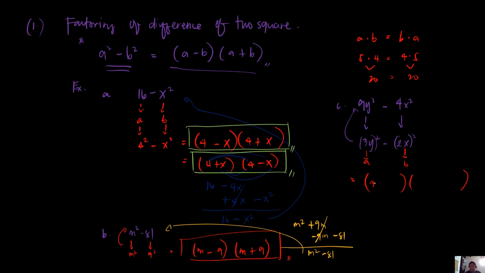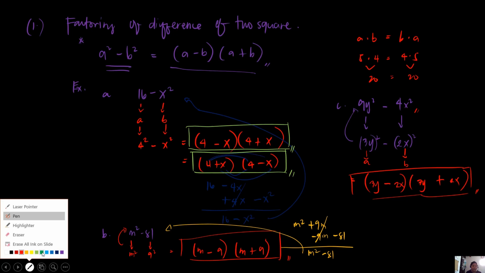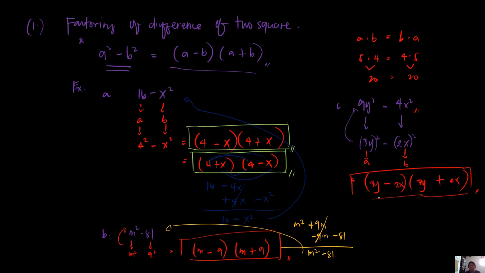Our A is 3y, minus and addition, add. Then our B is 2x. Now, if we want to know if our answer is the right factor of the original algebraic expression, you just have to do the FOIL method.